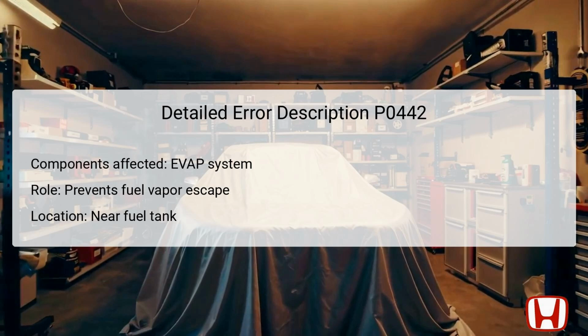Typically, the EVAP canister is situated near the fuel tank, often towards the rear of the vehicle, making it accessible for diagnostics, but sometimes challenging for repairs due to tight spacing. Having a clear understanding of these components and their functions is important for effective troubleshooting and repair.